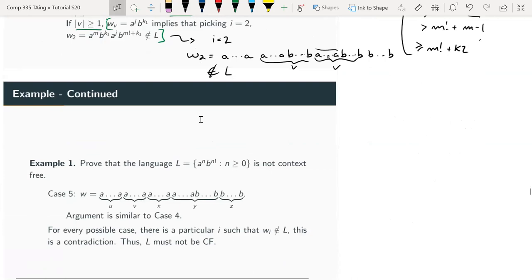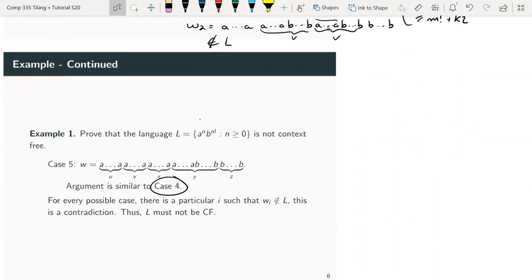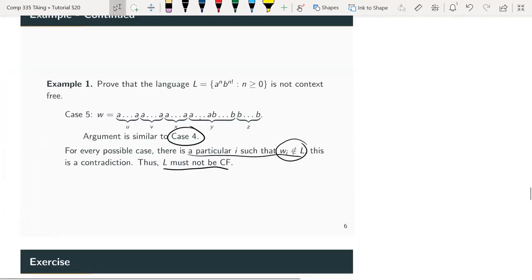The last possible case is if instead it's the Y that contains the A's and the B's. But then the argument is exactly the same as case four. So now that you've exhausted all possible cases, and shown that for each case there is a particular I such that W_I is not in L, this shows that you've arrived at a contradiction, and so your initial assumption is incorrect, and L must not be context-free. So that allows you to finally disprove that this language is context-free.